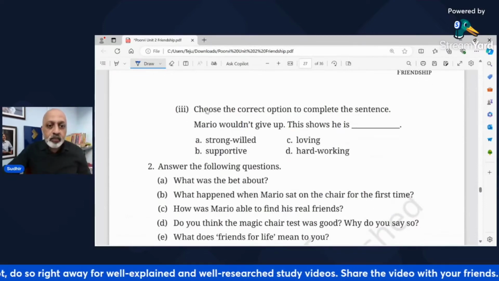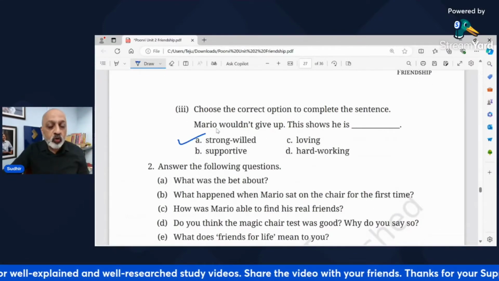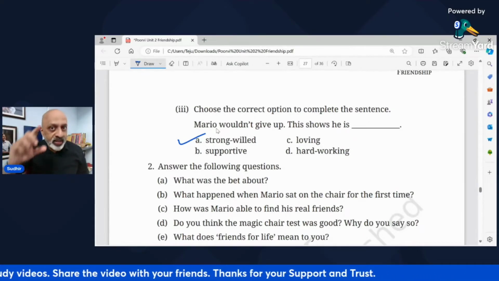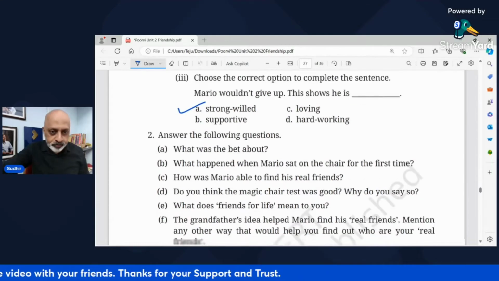Mario wouldn't give up. This shows that he is strong-willed. What is the meaning of strong-willed? Someone who is determined and does not give up. It's a synonym for determined.